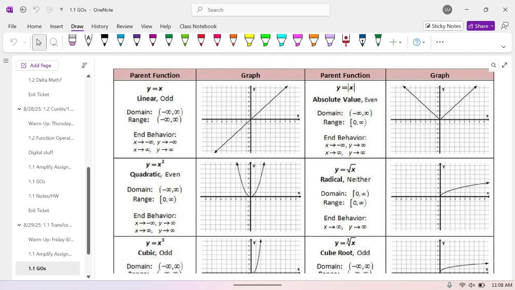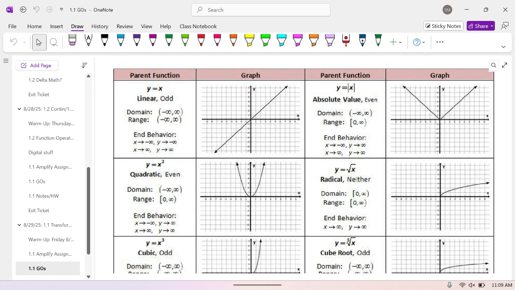But before we can even do that, we actually need to know the different types of parent functions, because a part of transformations is that you're doing it to actual types of functions, so not just like f of x. It's actually going to be a quadratic function or an absolute value function or a square root function. So you need to be able to recognize them as well as recognize their graphs. We're going to go through just the basic parent functions. The ones that I highlight are the ones that you definitely need to know. There's some on here that, if you know them, great, but you don't necessarily need that for this unit.